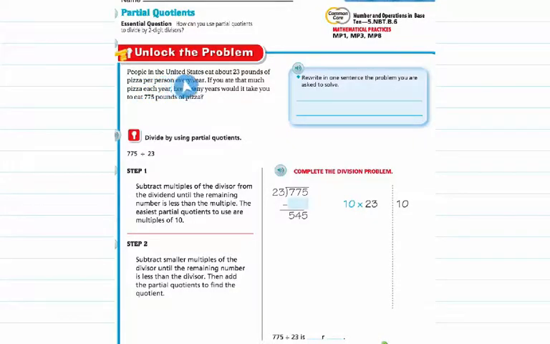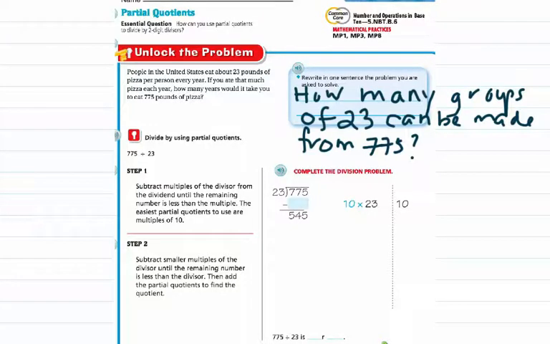People in the United States eat about 23 pounds of pizza per person every year. If you ate that much pizza each year, how many years would it take you to eat 775 pounds of pizza? Now we're going to pay attention to this blue box here. It says rewrite in one sentence the problem you are asked to solve. So the problem that we are asked to solve is, how many groups of 23 can be made from 775?